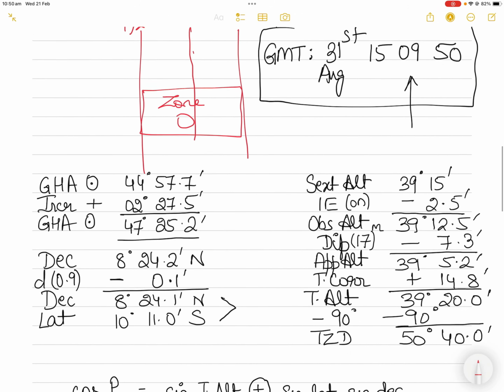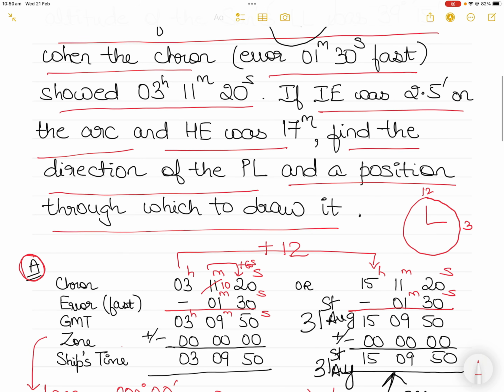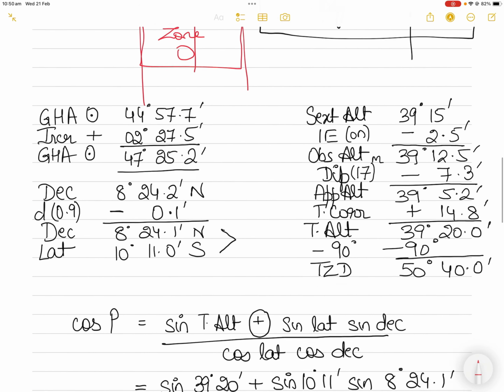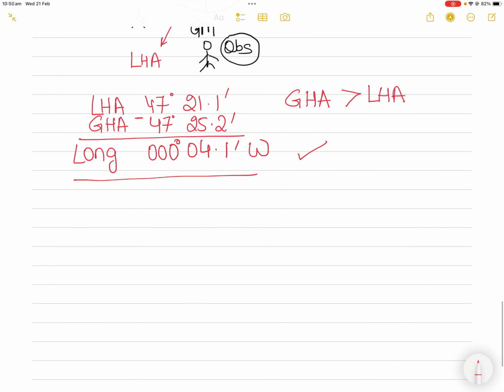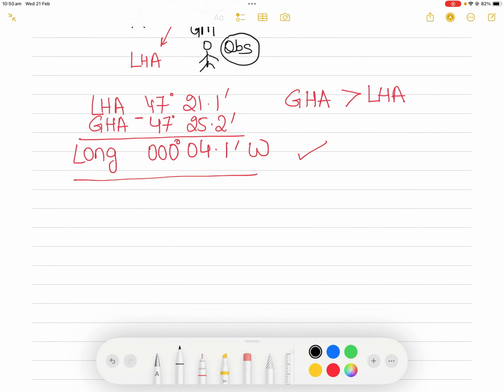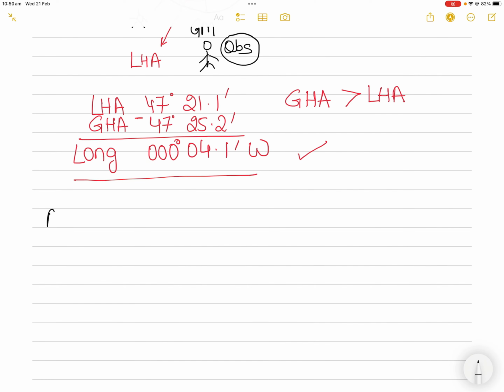However, that is not what the question wants. The question wants you to also find out the direction of the position line and a position through which to draw it. So you have found the position, you have found out the longitude already. Now you have to find out the position line. So from here onwards, forget about P and all that. Use LHA, otherwise you will get confused. Alright, so what we say is that we find out A, which is tan lat by tan LHA. I am not using P anymore.